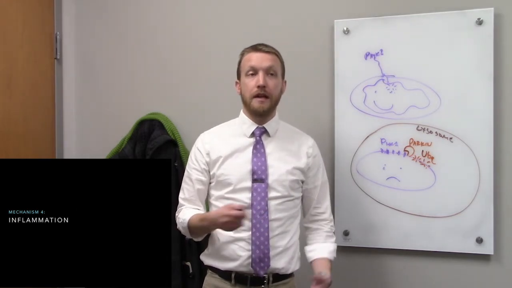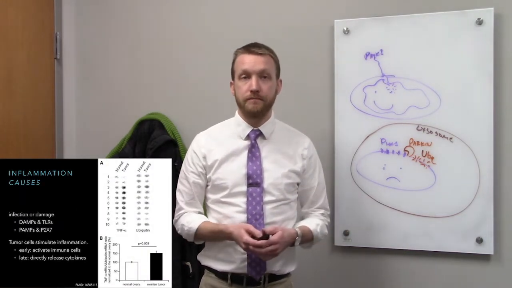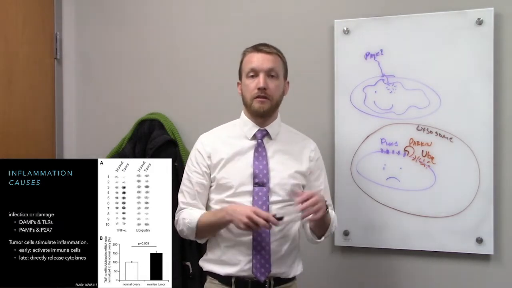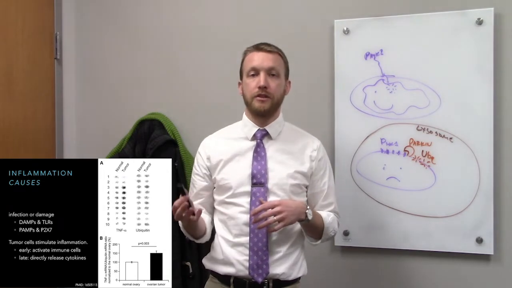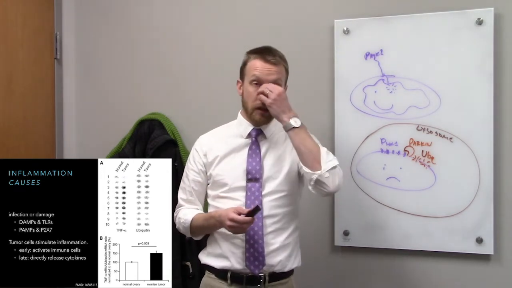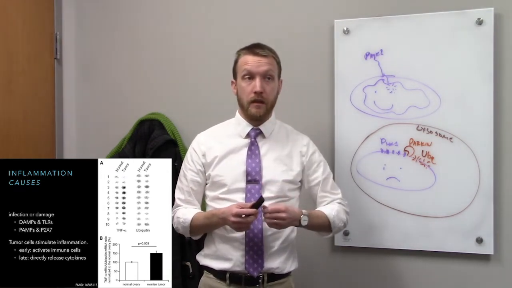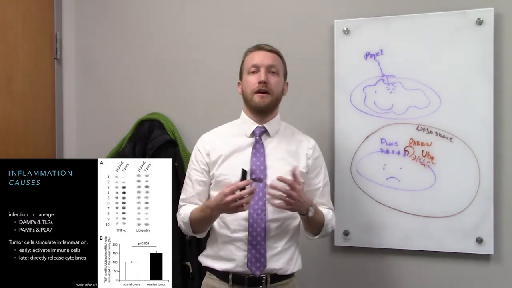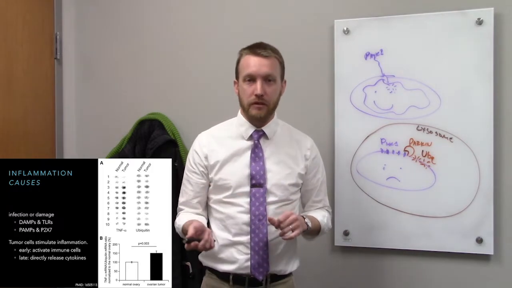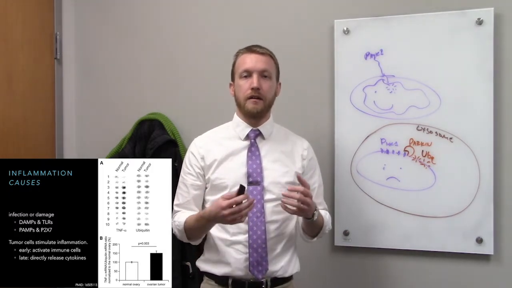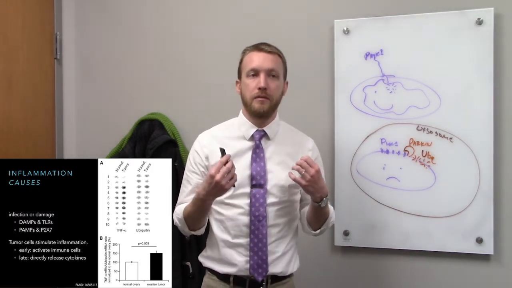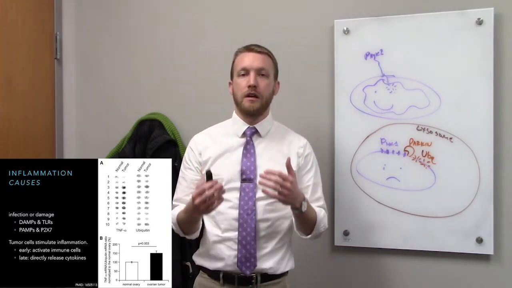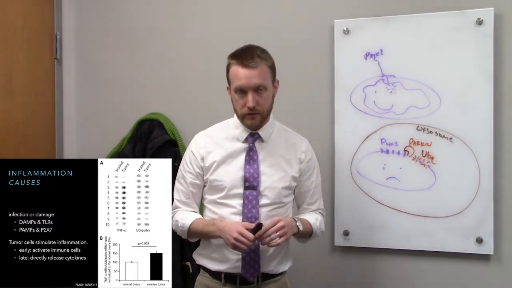Inflammation is going to occur anytime we have damage or infection. So those DAMPs, those damage-associated molecular patterns, or the pathogen-associated molecular patterns, are going to get picked up by microglia, and that's going to trigger an immune response. So the microglia are going to be kind of the first line of defense in the central nervous system.